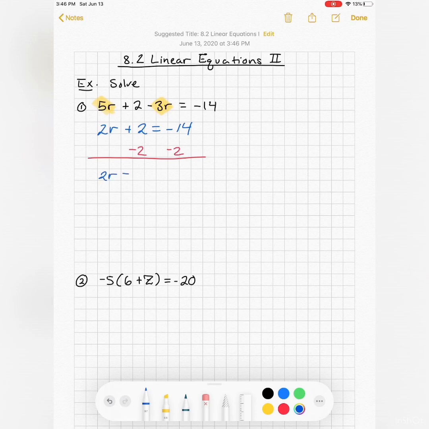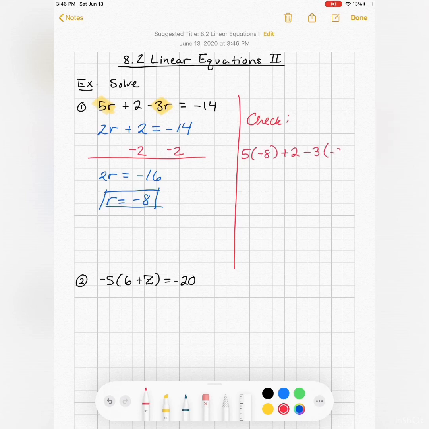So we have 2r is negative 16. Divide by 2, so our r is negative 8. And you can check these as well. So in the original equation, let's see what that comes out to be. And so that does check.